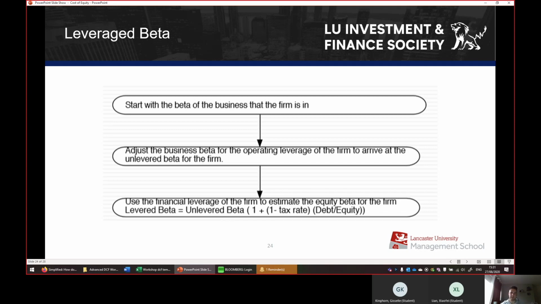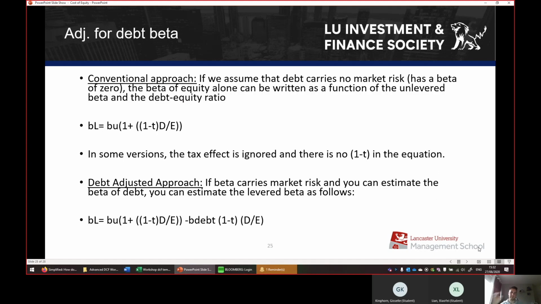This equation basically takes into account the debt and equity ratio plus the tax rate, because debt is a tax shield, so it doesn't take the tax on the debt, but it has to take on the equity side, and we get a levered beta. Okay, now that's all good, but there's one assumption that you make when you learn this equation, and that is that the debt beta is 0.